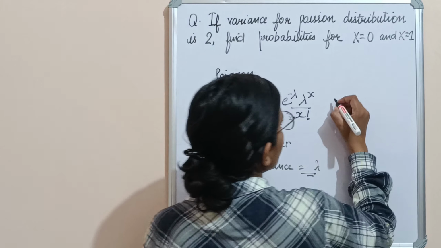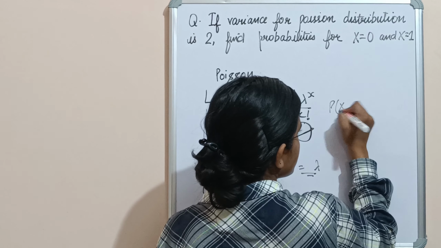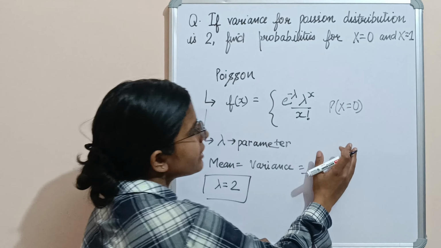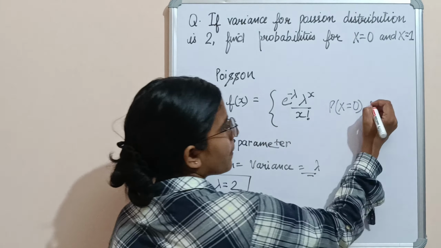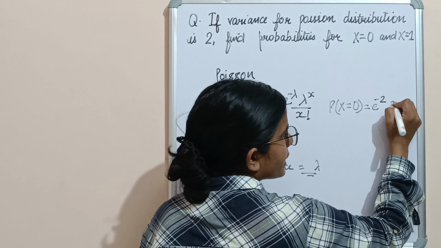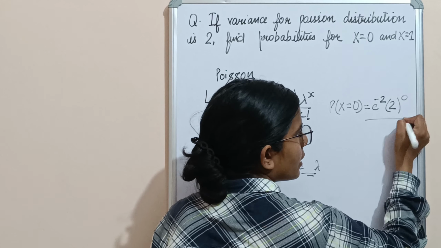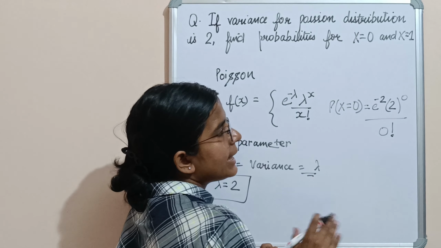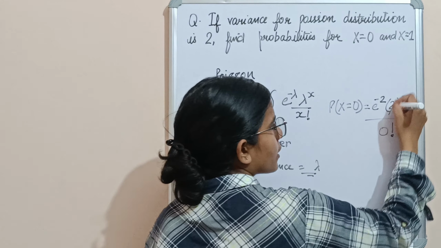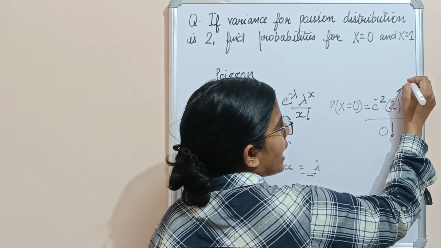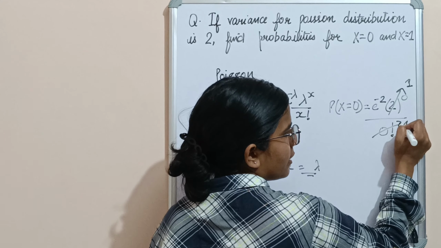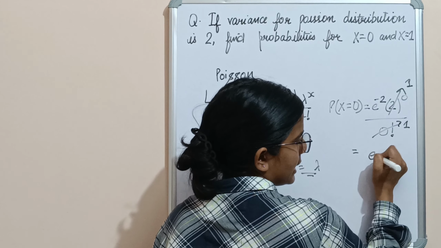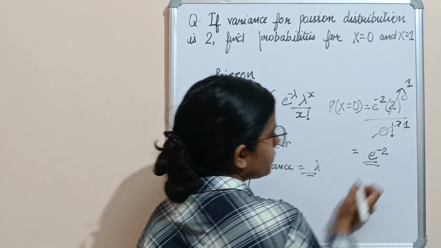Now, we have to find out probability of x equals 0. Putting the values in this formula, e raised to power minus 2, 2 raised to power 0 divided by 0 factorial. Now we know that anything raised to power 0 is 1 and 0 factorial is 1. So our answer will be e raised to power minus 2.